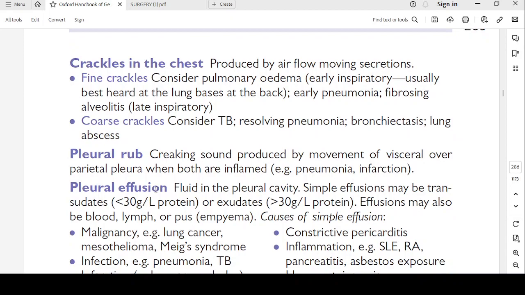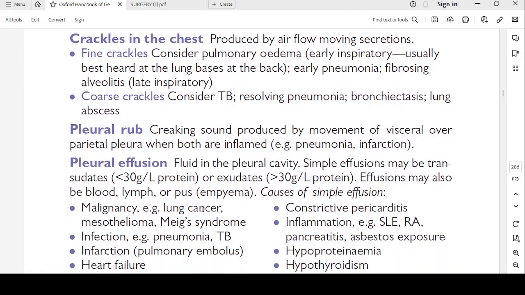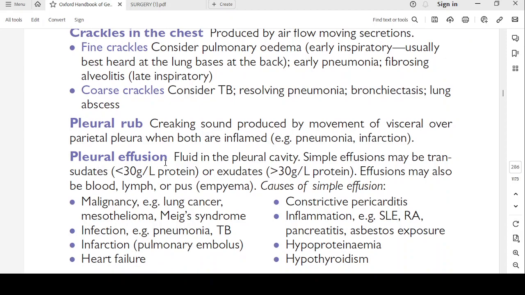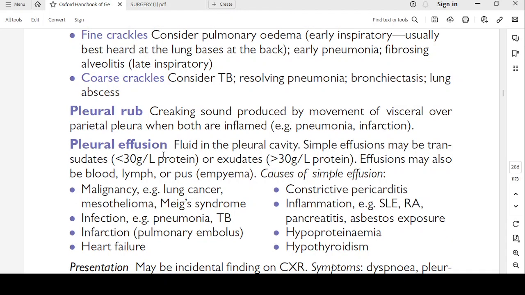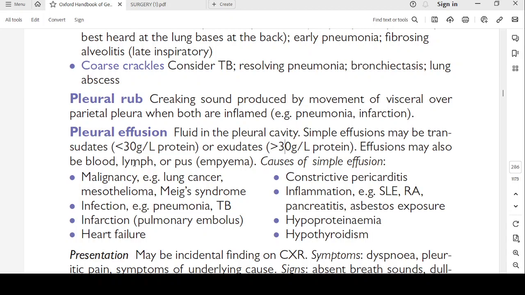Pleural rub is a creaking sound produced by movement of the visceral over the parietal pleura when both are inflamed, that is either in pneumonia or an infarction. Pleural effusion is fluid in the pleural cavity. Simple effusions may be transudates, less than 30 grams per liter of protein, or exudates, more than 30 grams per liter of protein. Effusions may also be blood, lymph, pus, empyema.